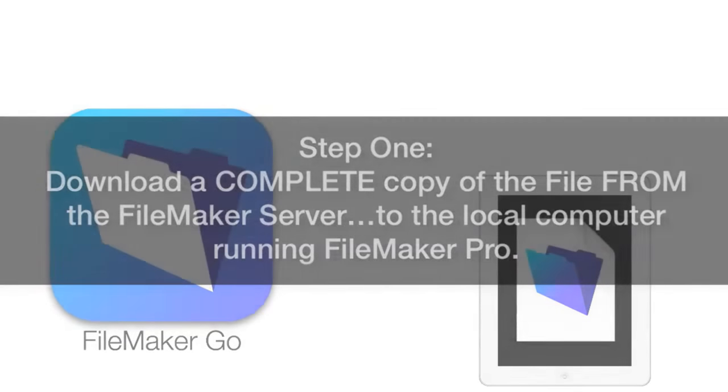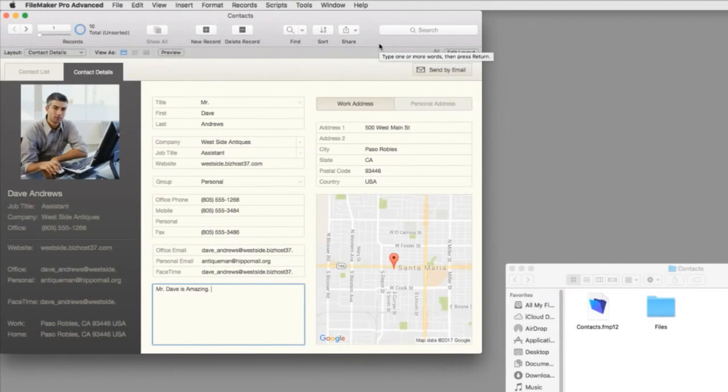So first off, I'm going to open our FileMaker file in FileMaker Pro. I can see that we have the file. I can see that we have a container field. I have verified previously that this is indeed a remote container. However, if I just move this file directly to my iPhone or iPad for FileMaker Go, say for example I use Dropbox, none of our container data will come along with the file.